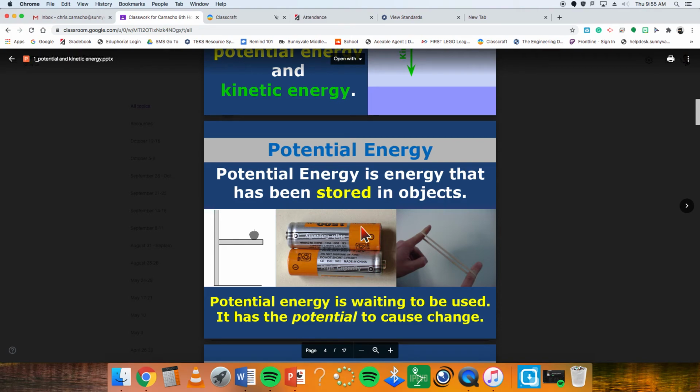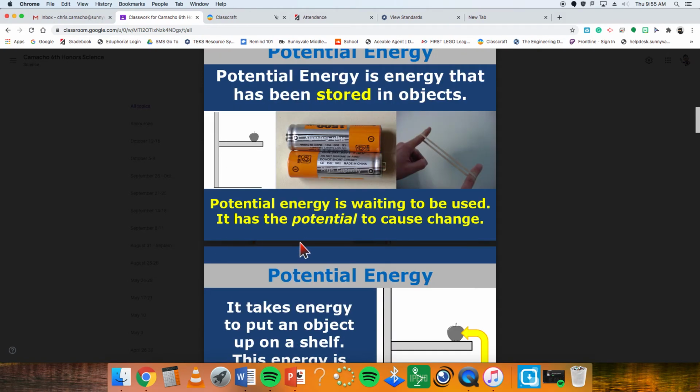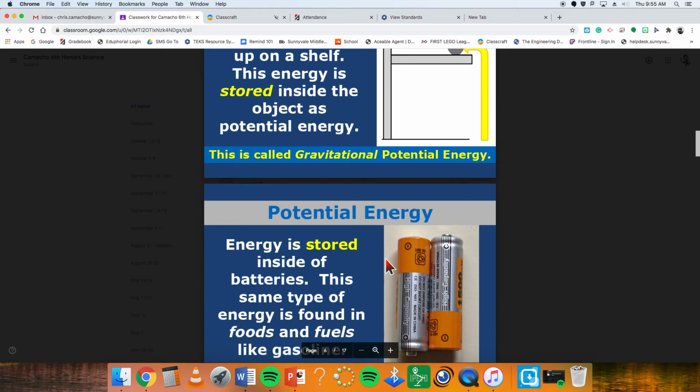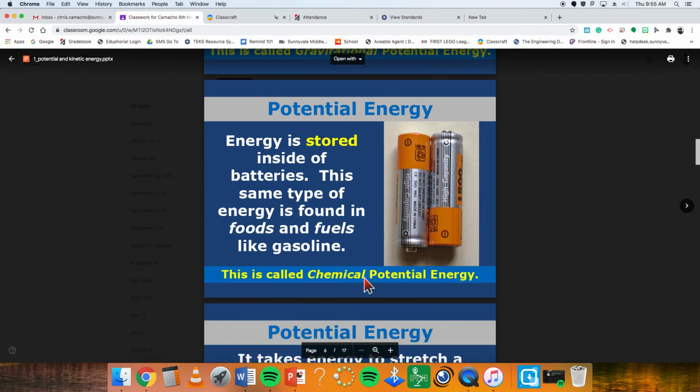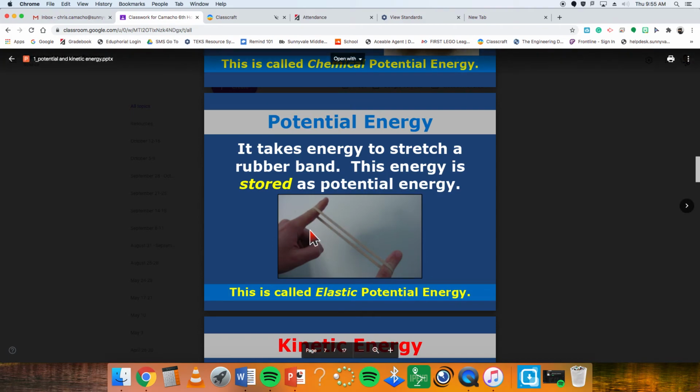Batteries also store potential energy. Those batteries can power something. That rubber band on the right, you can increase the potential energy by stretching it. That apple on the shelf can be lifted up higher and its potential energy can be increased. And it takes energy to put an object onto a shelf. And so that's why it's stored energy. That's the reason why it's described that way. Chemical potential energy in batteries, elastic potential energy in rubber bands.